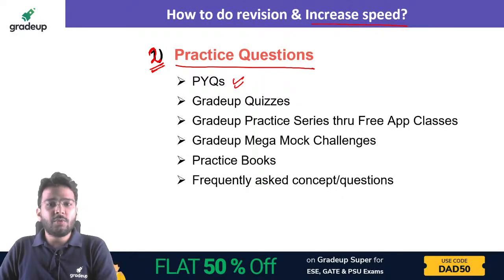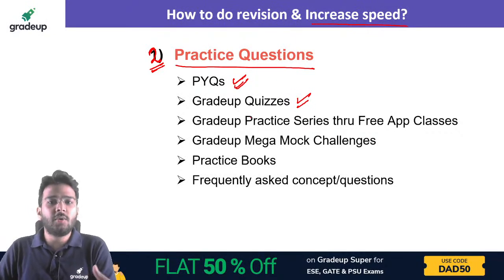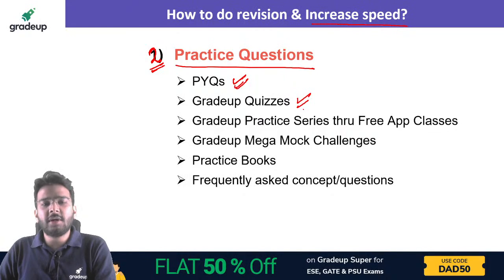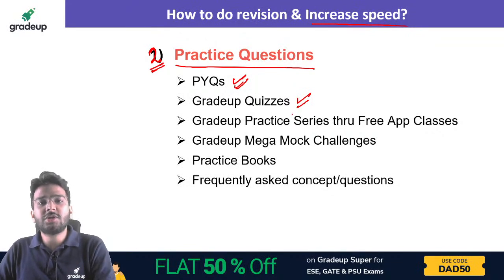Okay, so previous year questions are the best resource, I would say the number one resource for practicing questions. And then you can have a simulated environment for practicing questions within a time frame. Like you have Gradeup quizzes. Gradeup provides 8 to 10 questions, short quizzes on various topics of a single subject. So whenever you get time, just for 5, 10 or 15 minutes, you can open the Gradeup app and practice these quizzes. This is definitely going to help you solve questions and increase your speed as well, because you are going to solve the questions quickly, right?